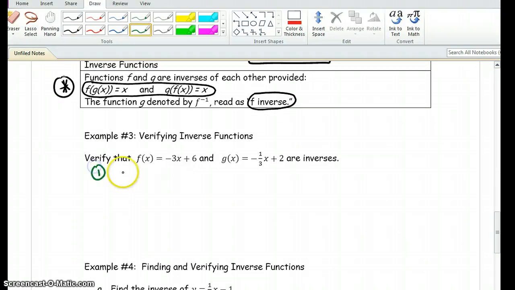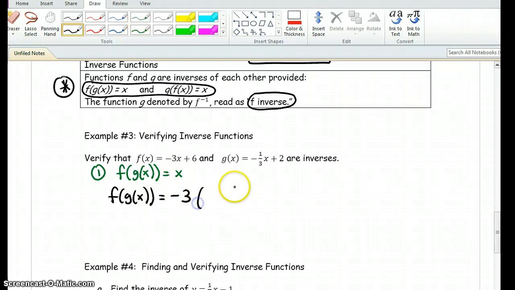The first part is f of g of x has to equal x. So what that means is we're going to take the g function and put it inside of the f function. Here's what that looks like. f of g of x equals, we take the f function, negative 3, a big blank, plus 6, and inside of that we put the g function, which is negative 1/3 x plus 2. So we're replacing that with x.